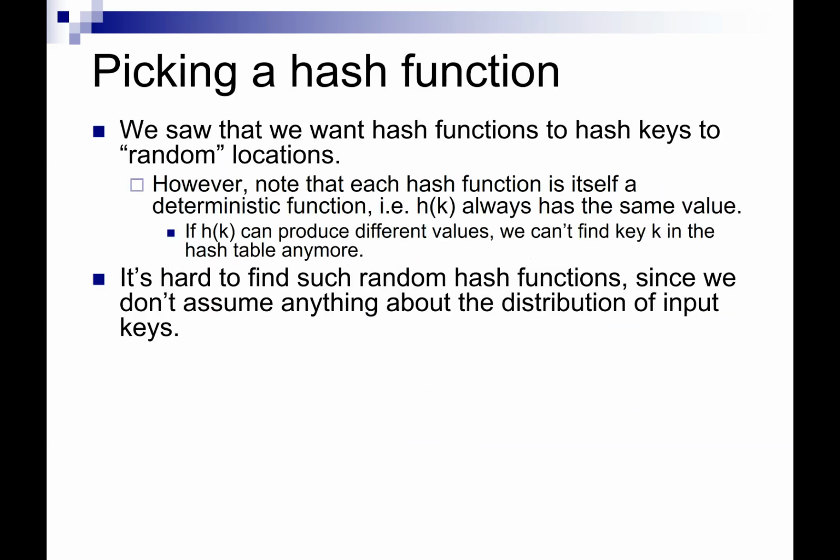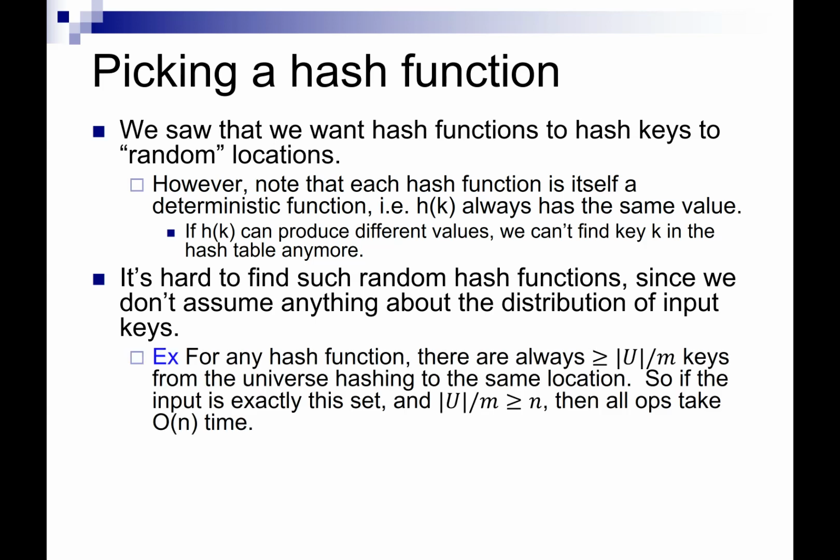Therefore we need the hash function itself to be deterministic, even though you want it to appear random. For example, you want the hash function to take a key and have an equal chance of putting it anywhere within the hash table. It's actually kind of hard to find functions which are both deterministic and yet appear to be random. And since we don't assume anything about the distribution of the input keys, this makes it even harder to find one of these so-called random hash functions.